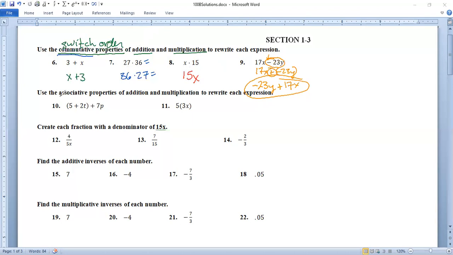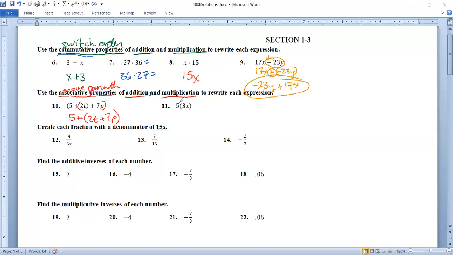Use the associative properties. Associative properties, they move parentheses. So again, if you only have addition, only have multiplication, you can move the parentheses. Currently they're there, we can move them to there. So it can go 5 plus 2t plus 7p.